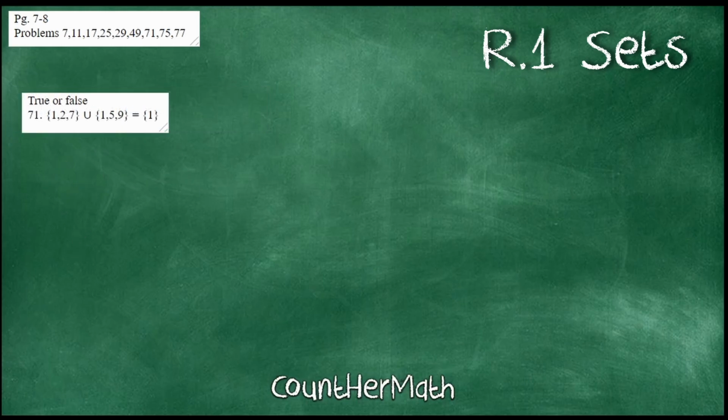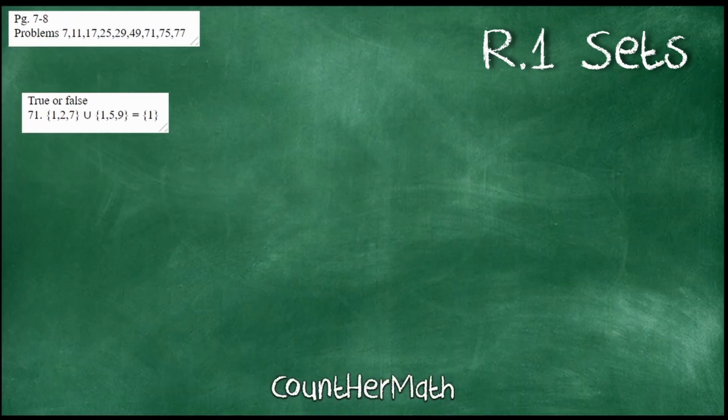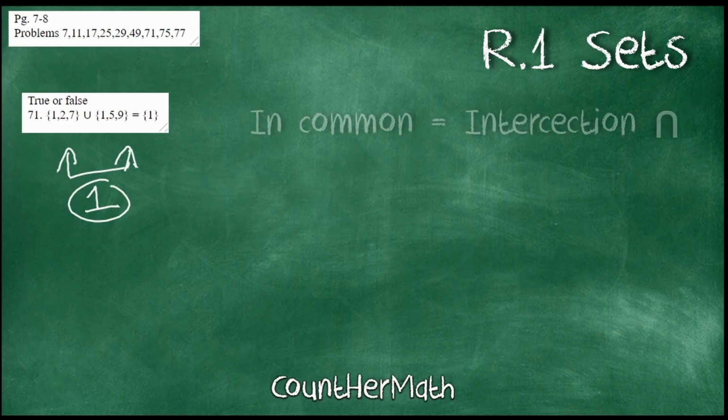Then we have another true and false question. Is the union between sets {1, 2, 7} and {1, 5, 9} equal to the set {1}? Now this one's trying to trick us, but we're not going to let it. So if we see that we have sets {1, 2, 7} and {1, 5, 9}, well, the one thing they have in common is a 1. 1 is in common with both sets. However, the problem's not asking us what's in common, because that would be the intersection. The intersection between these two sets is 1.